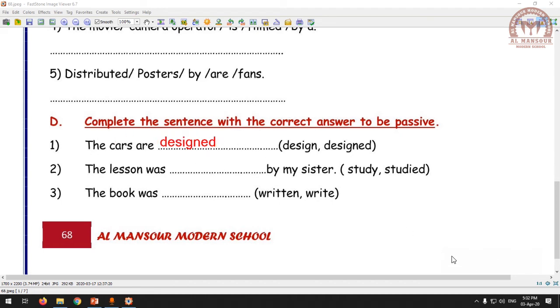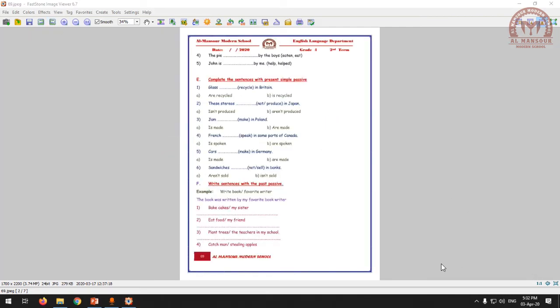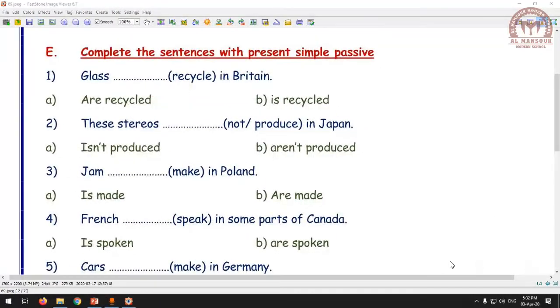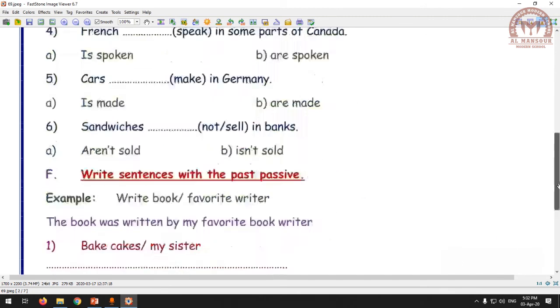Okay? All right. I want you to flip the page on page 69. Complete the sentences with the present simple passive. This is present, so we're going to use the present form only. A glass recycle in a present is recycled. Okay? Oh, it's a choose. Okay, so we're going to choose. Is recycled because the glass is singular. Okay, we can say are recycled. Feel free to finish this exercise by yourself.